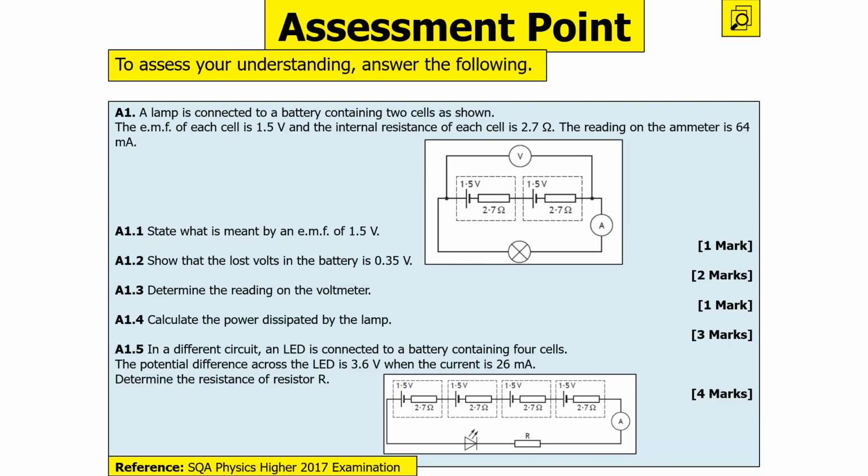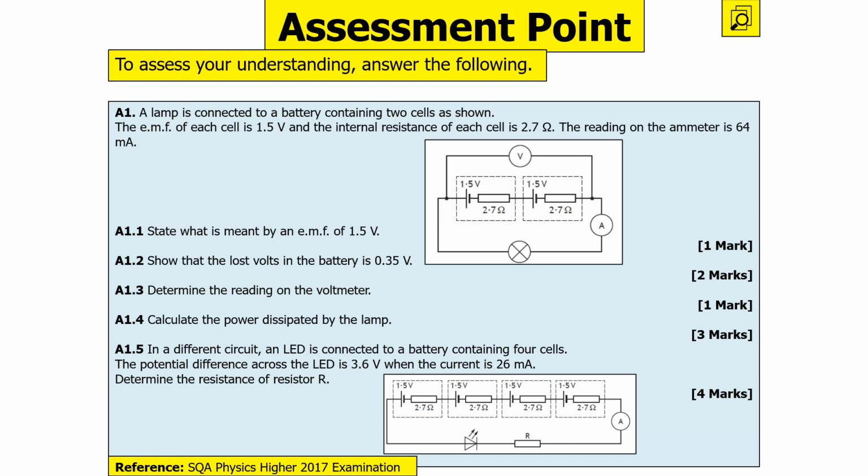Our next question says, a lamp is connected to a battery containing 2 cells as shown. The EMF of each cell is 1.5 volts and the internal resistance of each cell is 2.7 ohms. The reading on the ammeter is 64 milliamps. State what is meant by the EMF of 1.5 volts. Show that the lost volts in the battery is 0.35 volts. Determine the reading on the voltmeter.